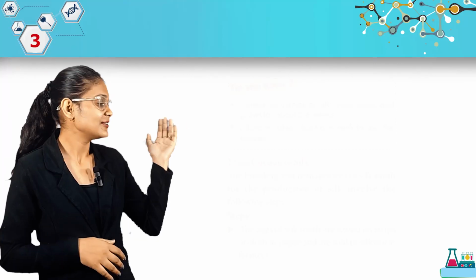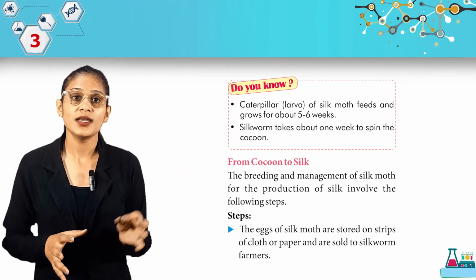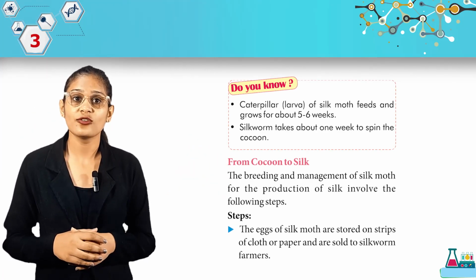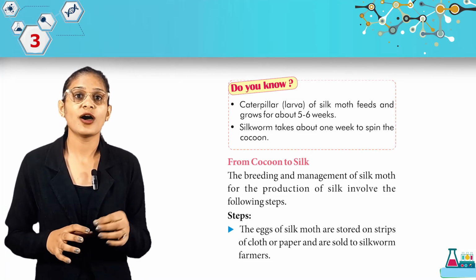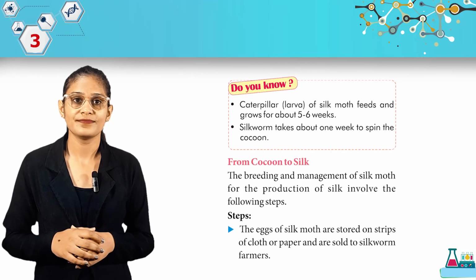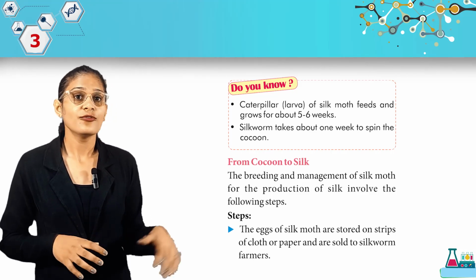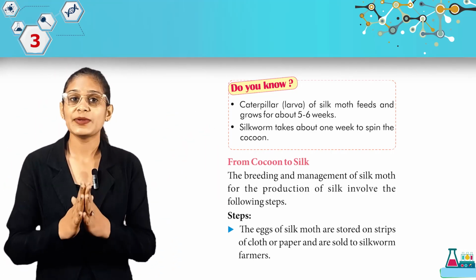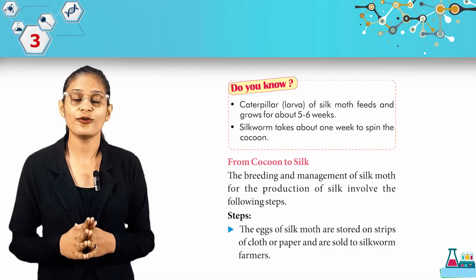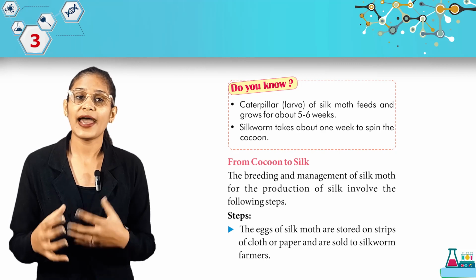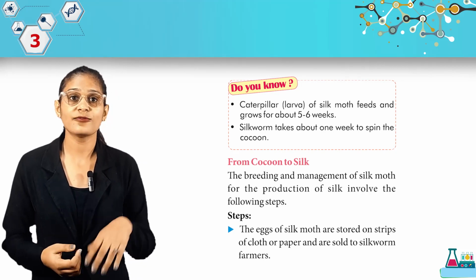Okay students, do you know? Caterpillar larva of silk moth feeds and grows for about 5 to 6 weeks. Silkworms take about 1 week to spin the cocoon. Here we have from cocoon to silk. The breeding and management of silk moth for the production of silk involve the following steps. Here we have some steps to get the silk from cocoon.